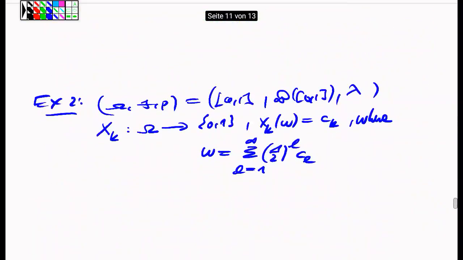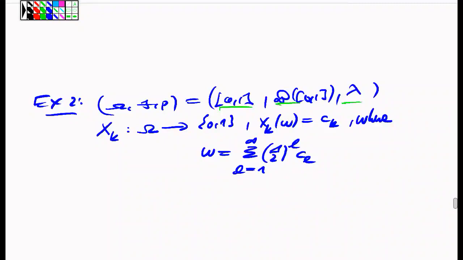The second example looks at first sight quite different, but in the end it turns out to be almost the same. Namely, we consider the probability space for the uniform distribution on the unit interval that we had discussed already now several times.